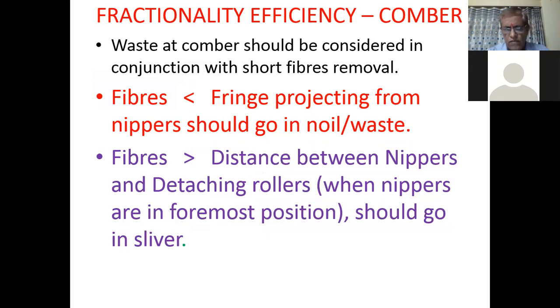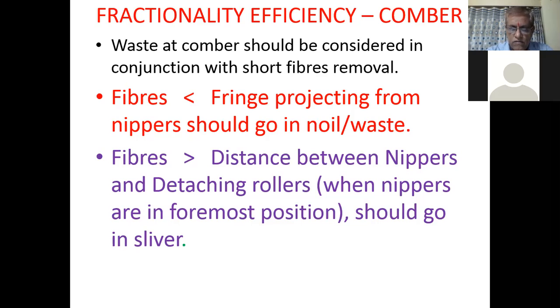Because waste at the comber should be considered in conjunction with the short fibers removal. It means studying only noil or waste is not sufficient. If there are two combers, one comber is extracting more noil and another is extracting less noil, we cannot draw any conclusion unless we study the short fibers. So noil percentage should be studied in conjunction with short fibers removal.